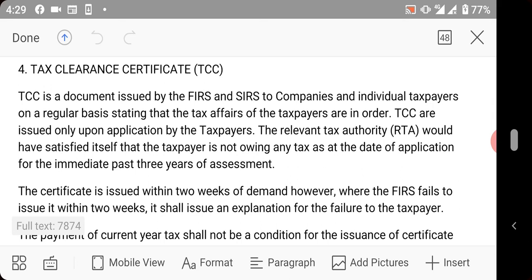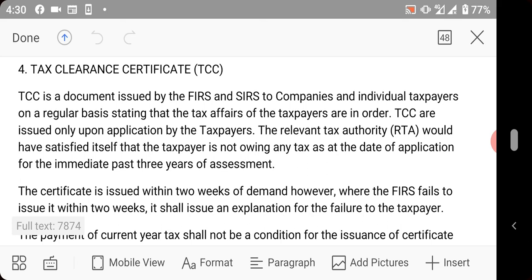So TCC is a document showing that the relevant tax authority has satisfied itself that the company or individual applying is not owing any tax as at the date of application, and your tax history shall be reviewed 3 years back. So we must satisfy that. Let's assume you are applying for a tax clearance certificate today. We must satisfy that you were not owing us tax as government last year, last 2 years, and last 3 years.